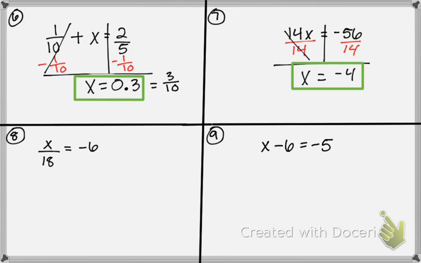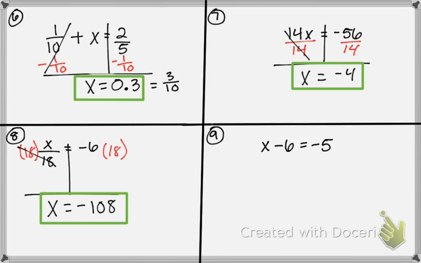Okay. The number 3, let's go ahead and separate our sides. We have division by 18, so we're going to multiply by 18. Okay. When we do that on the left side, the 18s cancel out, so we have just x, and then negative 6 times 18 will give us a negative 108.